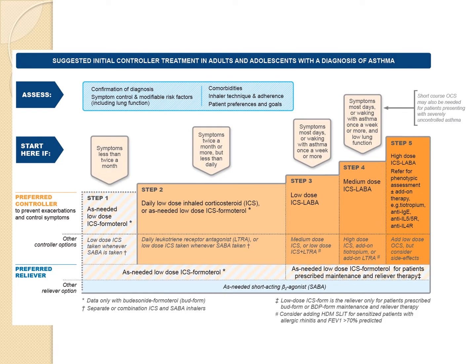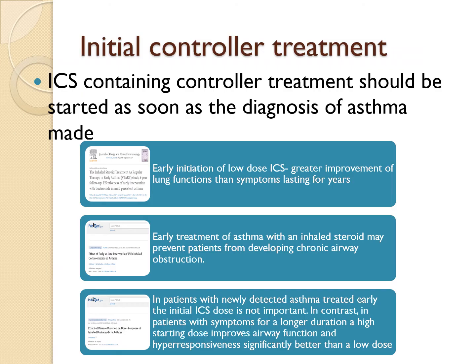This chart again shows how to titrate drugs based on the severity of the symptoms. So if the patients are having minimum symptoms, like less than twice a month, you can start as-needed low dose ICS-formoterol. However, if the patients are in poor control, you have to step up the treatment.